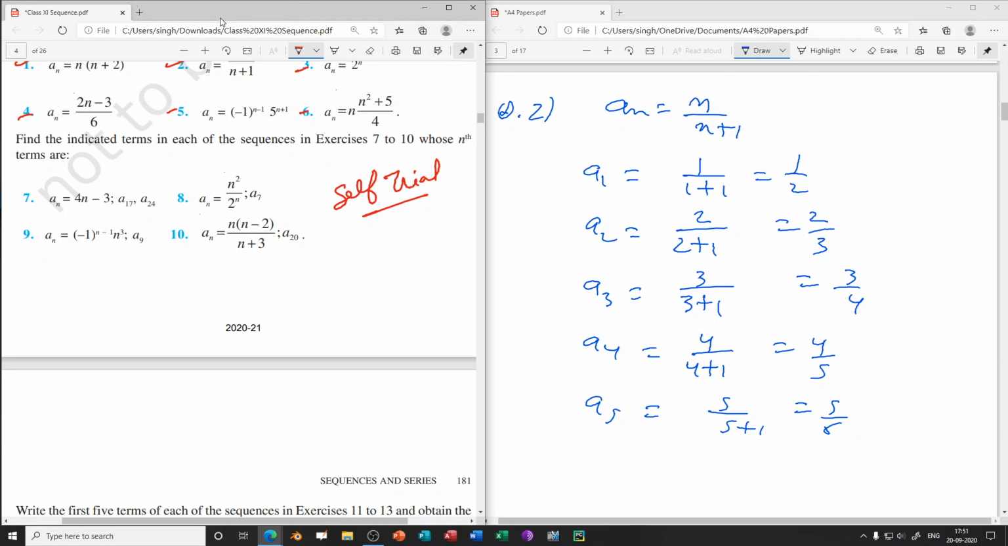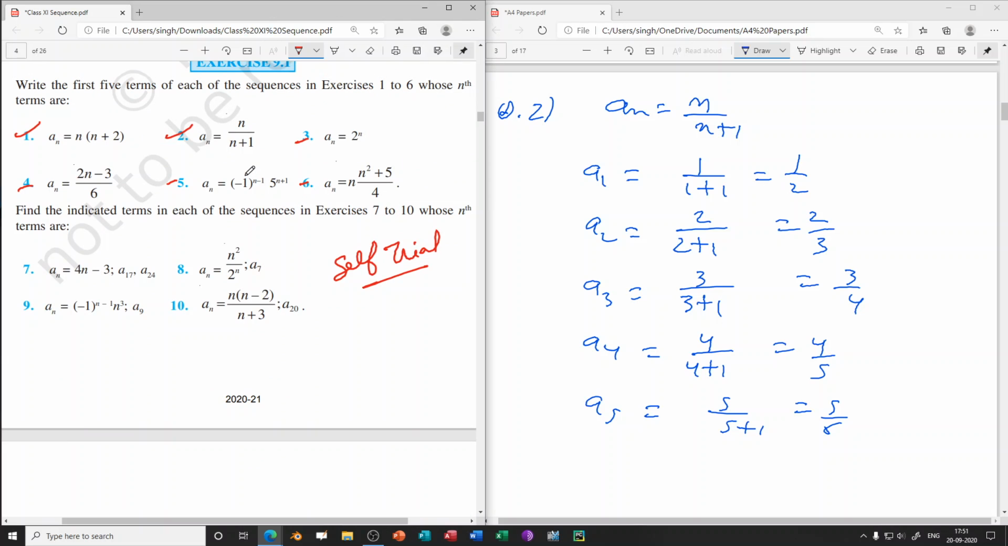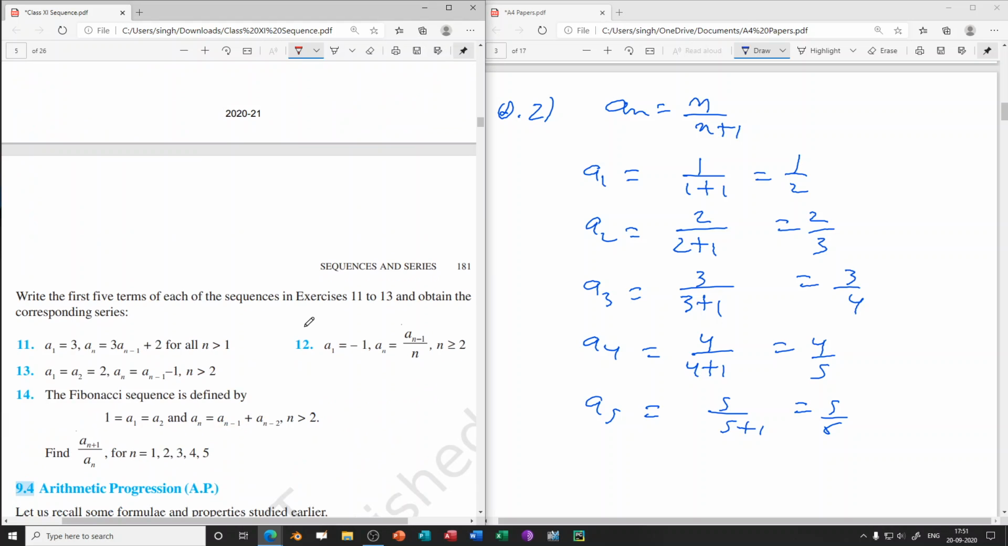Here I think till this is question 1 to 6 we have to find a1, a2, a3, a4 and a5, and question number 7 onwards is very simple. In question number 7 you have to simply find a17 and a24, and in question number 8 only a7, in question number 9 only a9 you have to find, and question number 10 a20.